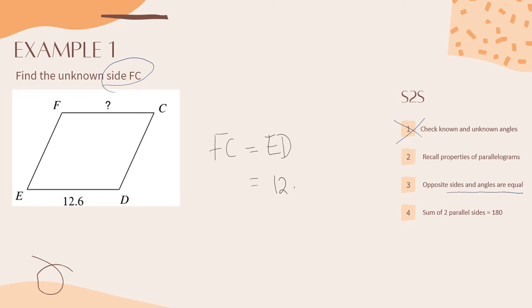ED is 12.6. Automatically, you know that FC is 12.6. So this is 12.6 because they are opposite sides.